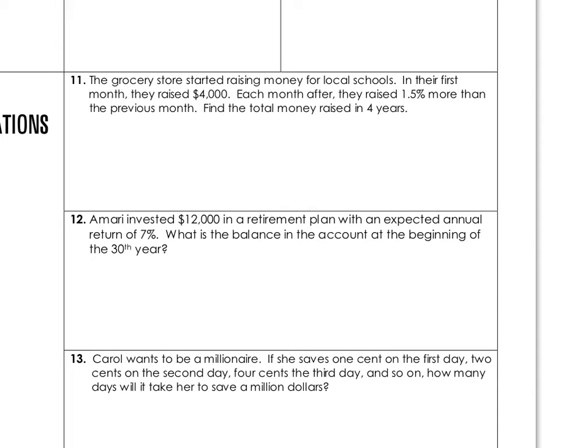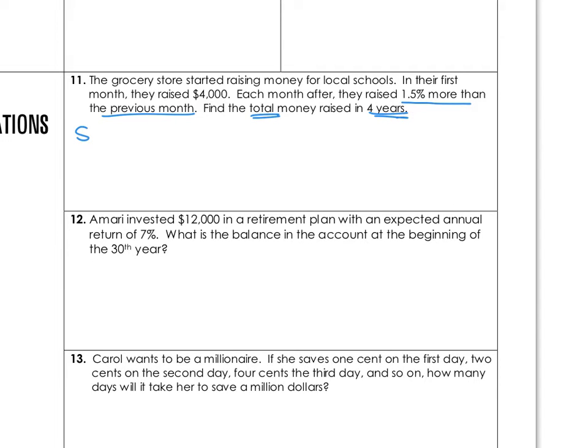Sometimes you're looking for the sum, sometimes you're looking for n. You may not be looking for the same thing each time. So on number 11, it says the grocery store raised money. First month was $4,000, and then they raised 1.5% more than the previous month. And they want 4 years. Okay, so the sum of the first 4 years, because total's here, so I know it's sum.